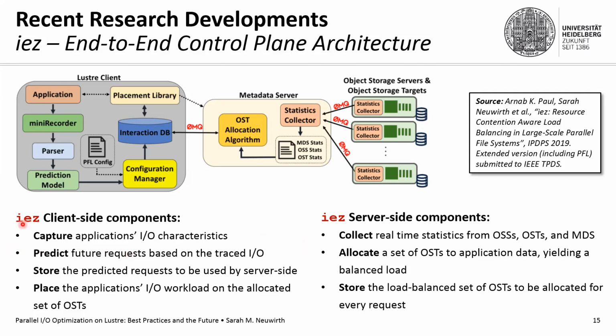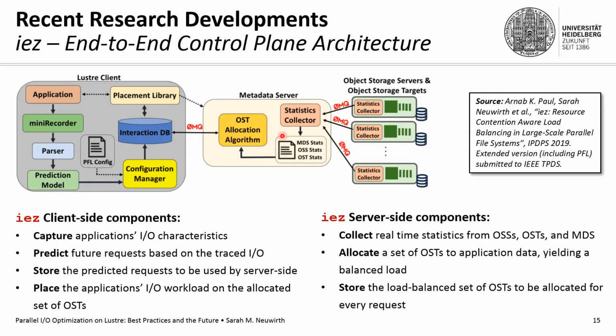On the client side, when you initially run applications, there's a tracing tool running in the background, which captures your I/O characteristics and feeds them through a parser into a prediction model, which is based on the autoregressive integrated moving average model, or ARIMA for short. The information from this tracing path is forwarded into the configuration manager, which uses the prediction of future requests and the configuration. For example, if you want to use PFL, you can provide your own extent definitions, or you can go with the default ones. It then feeds that back into an interaction database that can be accessed by the metadata server.